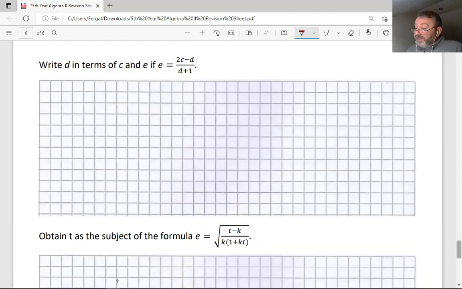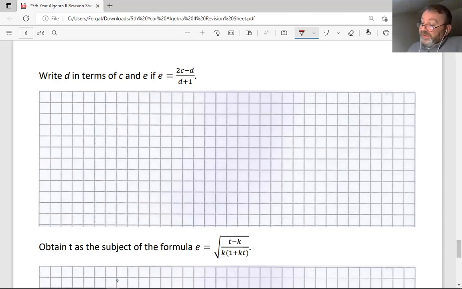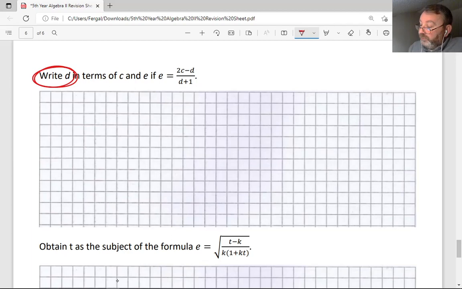Okay, here we go into your manipulations. Now we're nearly done. Write d in terms of c and e. So write d means you have to get d on its own. Okay, and the first thing I notice is d is in two different places, and I'm dealing with a fraction which I don't want to work with.